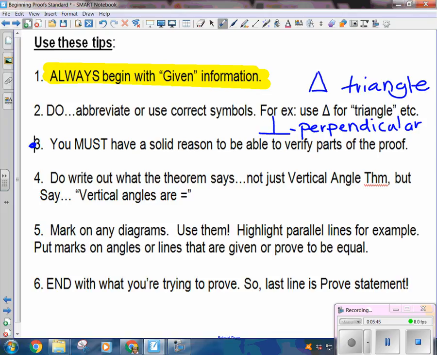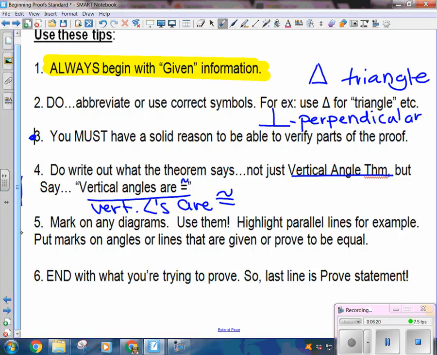Number 4, do write out what the theorem says. We have actually done the vertical angle theorem, but we don't go around saying vertical angle theorem, okay? We actually go around saying vertical angles are equal, and you can abbreviate. I'm even okay if you abbreviate vertical angles as VERT, and you can say angles with the angle symbols are equal. I think it actually probably does say congruent instead of equal. But if you say it in as short and simple a way as you want to, that is the easiest thing to do. And you'll see some examples of that as we start.